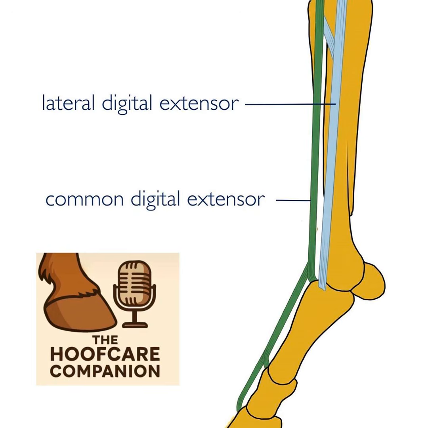The main extensor tendons are the common digital extensor and lateral digital extensor in the forelimb, and the long digital extensor and lateral digital extensor in the hind limb.